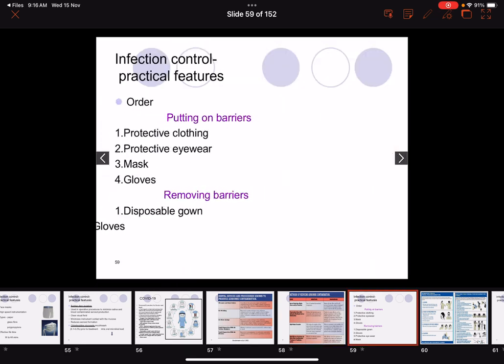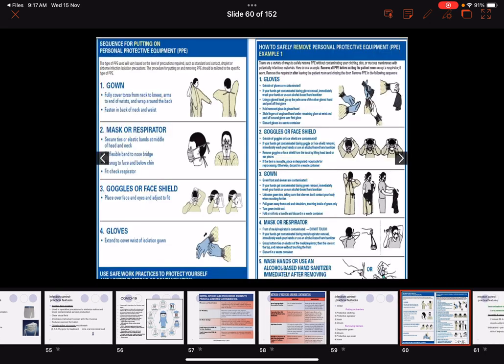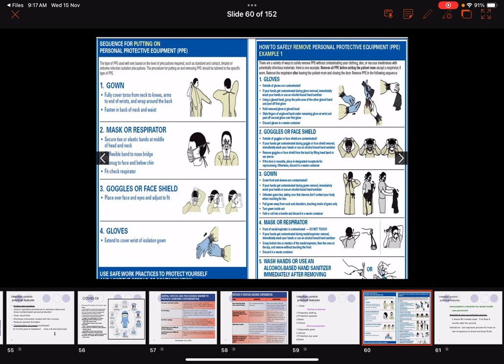The order of putting on barriers: first the protective clothing, then the protective eyewear, then the mask, then the gloves. Removing barriers includes the disposable gown, gloves, protective eyewear, and mask. As you can see, the sequence here is for putting on personal protective equipment.